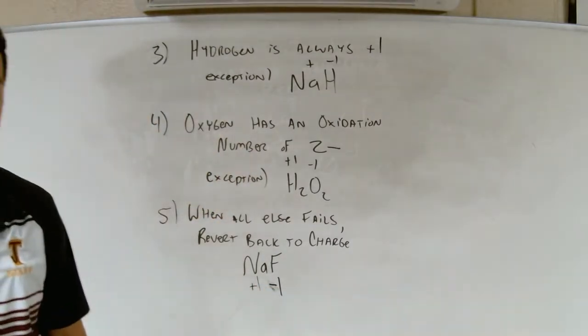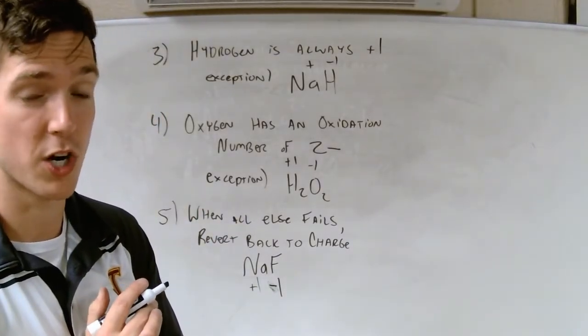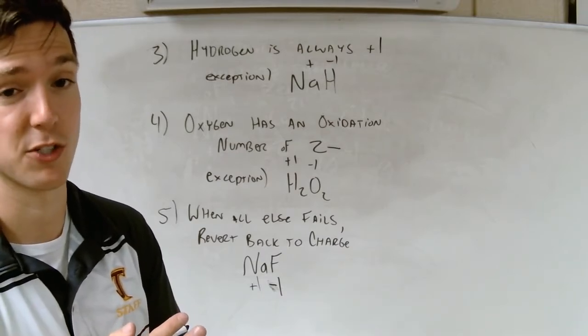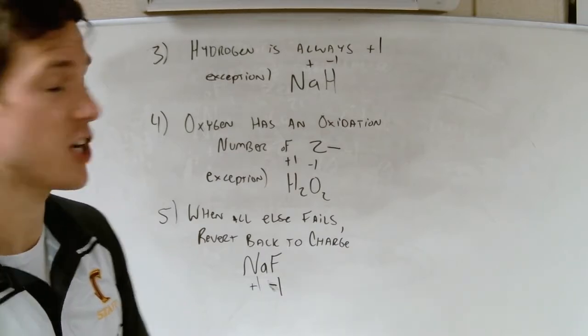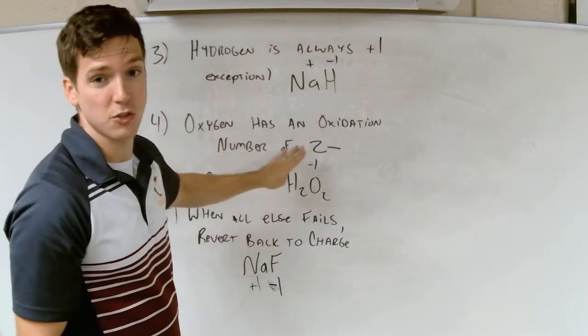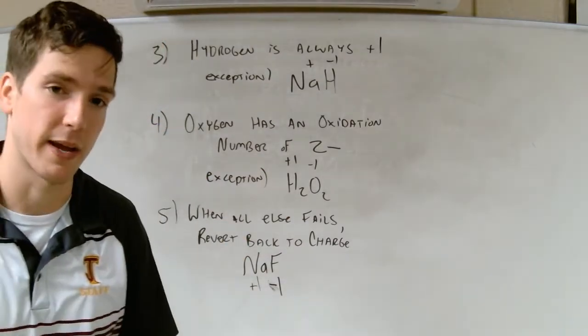and the oxidation number on fluorine is -1. So if atoms are by themselves with no charge, the oxidation number is 0. If they're by themselves and they have their charge, the oxidation number is their stated charge. Hydrogen is always +1, except for this exception. Oxygen is always -2, except for hydrogen peroxide. And then when all else fails, revert back to charge.